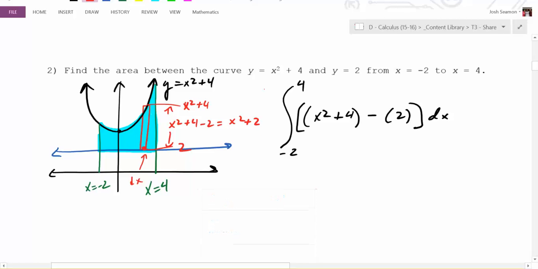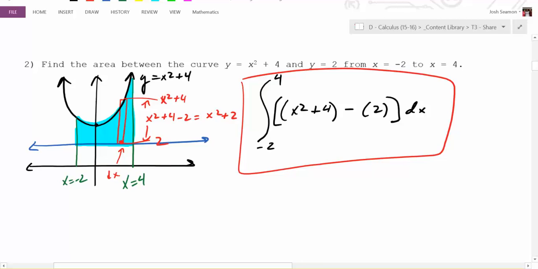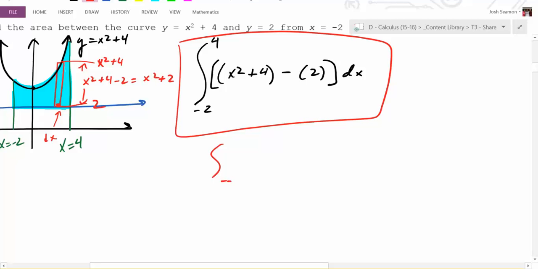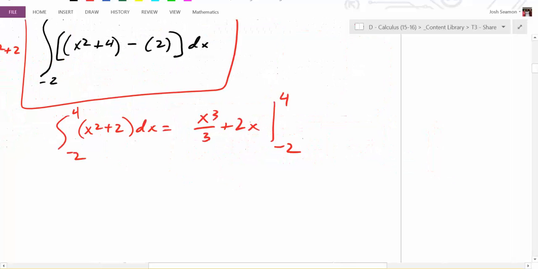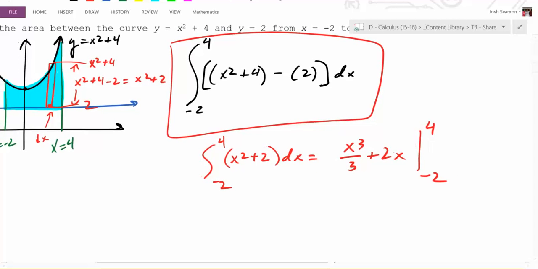So could you solve this? Yeah, it's a polynomial. Are you pretty comfortable doing this by hand? X squared plus 2 dx. So if you're doing that by hand, it's going to be x cubed over 3 plus 2x from negative 2 to 4. What do you think the most common way people mess this up is? What do they forget, skip, or otherwise ignore?